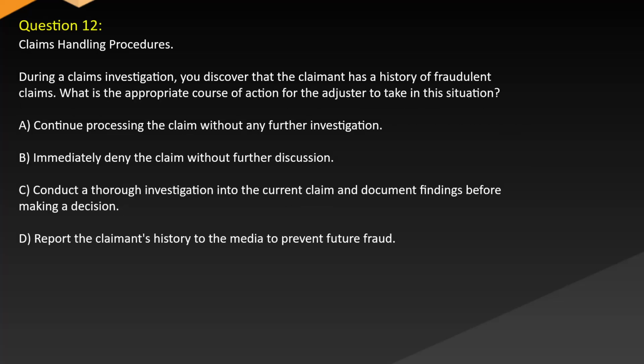Question 12. Claims handling procedures. During a claims investigation, you discover that the claimant has a history of fraudulent claims. What is the appropriate course of action for the adjuster to take in this situation? A. Continue processing the claim without any further investigation. B. Immediately deny the claim without further discussion. C. Conduct a thorough investigation into the current claim and document findings before making a decision. D. Report the claimant's history to the media to prevent future fraud.